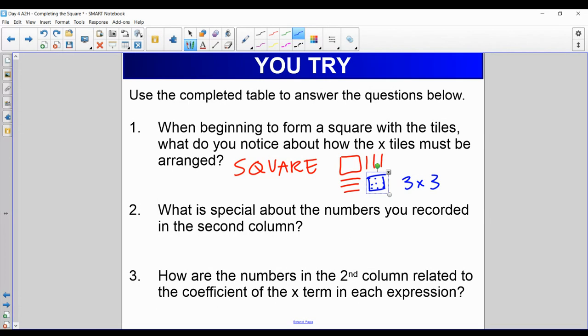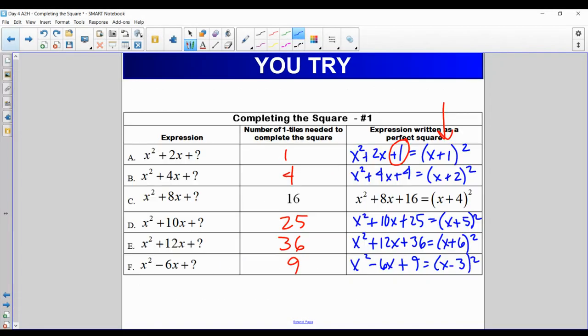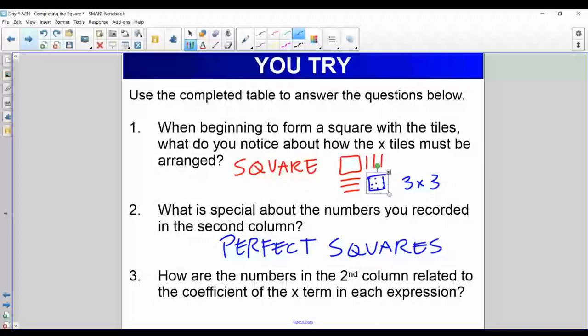Okay, what is special about the numbers in the second column? Hopefully you saw that they were all perfect squares. How are the numbers in the second column related to the coefficient of the X term in each expression? So let's go back and look at that. So I'm saying, again, how are the numbers in the second column related to the coefficient of the X term?